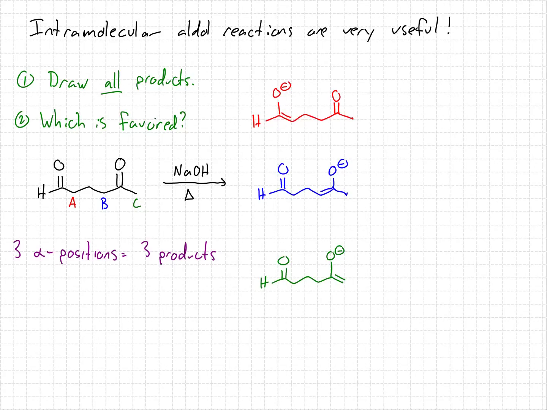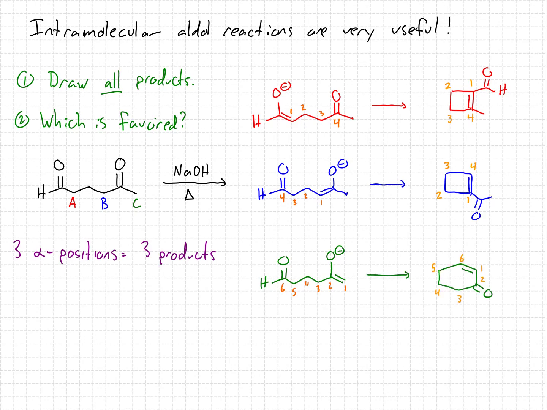By doing so, we can see the size and shape of the ring that's going to be formed when these things react internally. For example, in the case of the red molecule on top, if we number the carbons from nucleophile to electrophile, we'll see that we're going to get a 4-membered ring. In the case of the blue molecule, we are again going to get a 4-membered ring, but this one will be different from the first one that we drew. In the case of the third product, we're going to end up forming a 6-membered ring. So these are the 3 products that are possible if we try to do this intramolecular reaction.